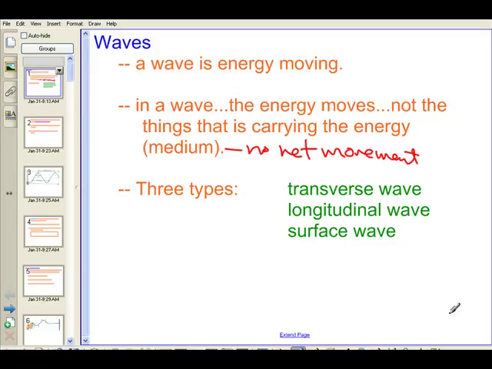And energy moves through three different kinds of waves. There are three different kinds of waves. There are transverse waves, longitudinal waves, and surface waves. Surface waves. Anyone need more time on this one?